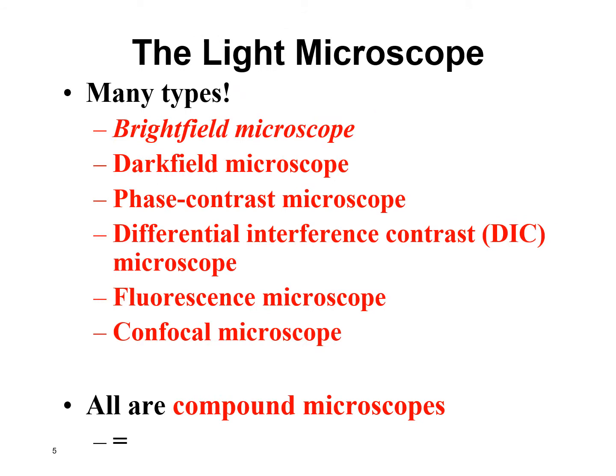We're going to be focusing first on the light microscope, and there are actually many different types of light microscopes. The type that you're used to using is called the Brightfield Microscope, but there are a lot of other types of microscopes that also use light as the illumination source. So we'll also look at the dark field microscopes and on down to the confocal microscopes. All of the light microscopes that we use today are called compound microscopes, and compound microscopes are defined as having two or more lenses.